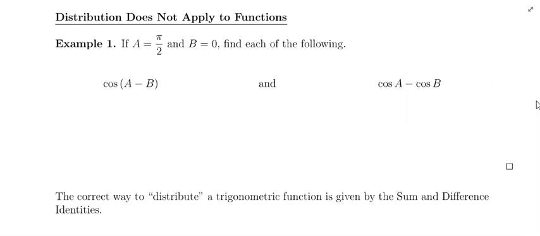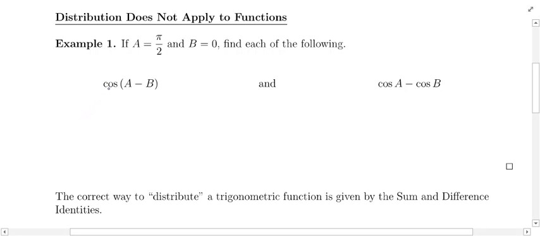We're going to compute the cosine of the quantity a minus b, and then we're going to compute the cosine of a minus the cosine of b. All right, so let's start with the first expression. The cosine of a minus b, I'm just going to plug in for a and b. That's going to be the cosine of pi over 2 minus 0. So then I'm going to simplify what's in parentheses. I'm just following the order of operations. This tells us that we're taking the cosine of pi over 2.